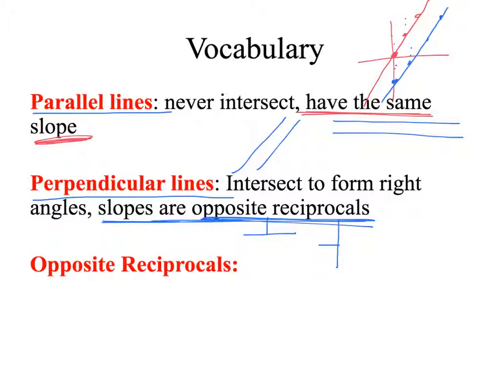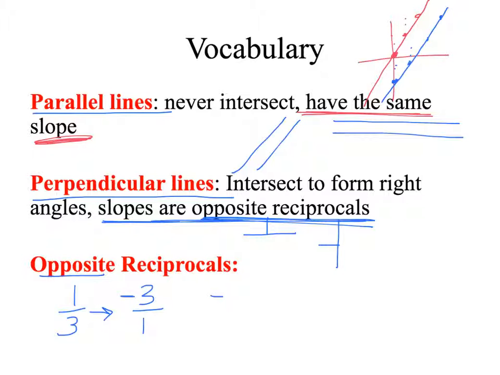If you have something like 1/3, the reciprocal of 1/3 is you just flip it upside down, so it's going to become 3 over 1. But opposite means we need to make it negative. So if it was positive, it becomes negative. So 1/3 and -3 over 1 are opposite reciprocals.